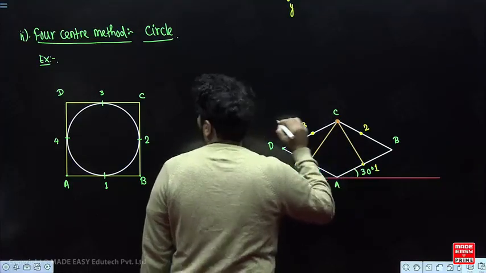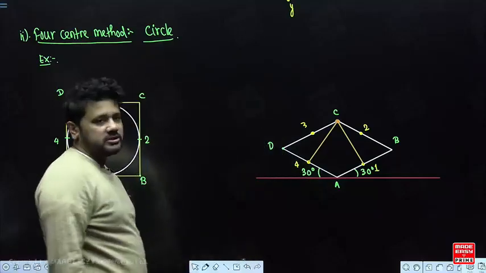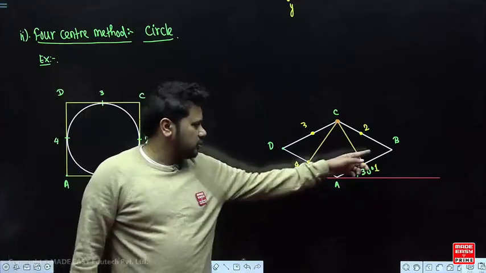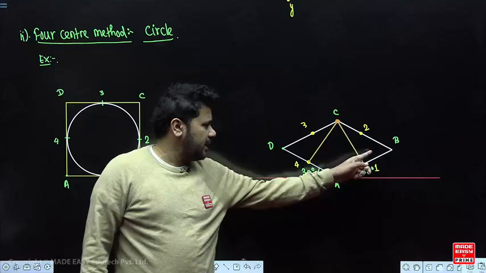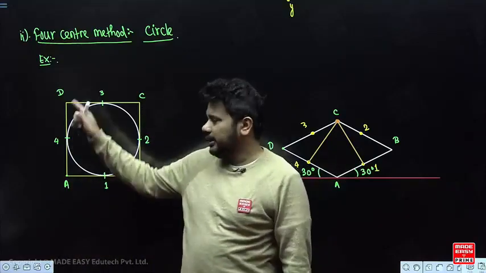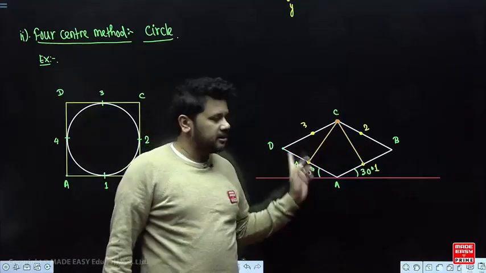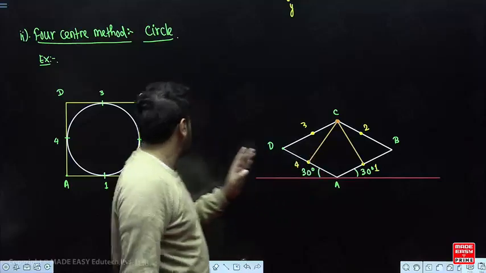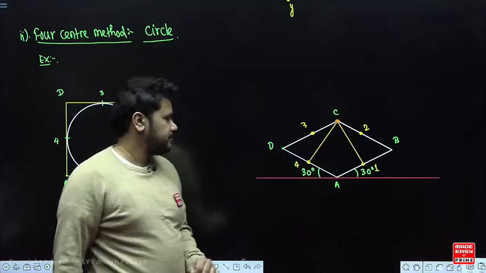This becomes one center. Four center method means what? There will be four centers. So first you draw ABCD. So AB at 30 degrees, AD at 30 degrees, right? And then complete. So you will get a square converted into a rhombus, right?